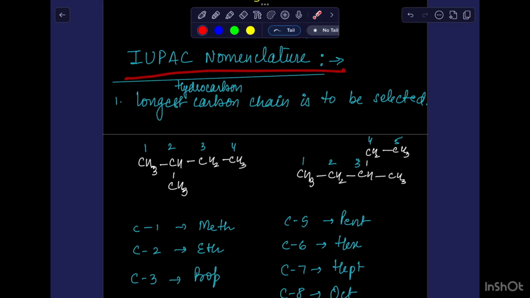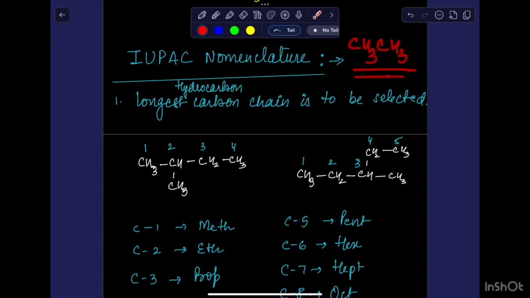Hello students, let's see the next part of this chapter, which is IUPAC nomenclature. So in IUPAC nomenclature, suppose this is a compound CH3CH3. We have certain rules for how to name this compound, and following the rules, we can name millions of compounds, right?